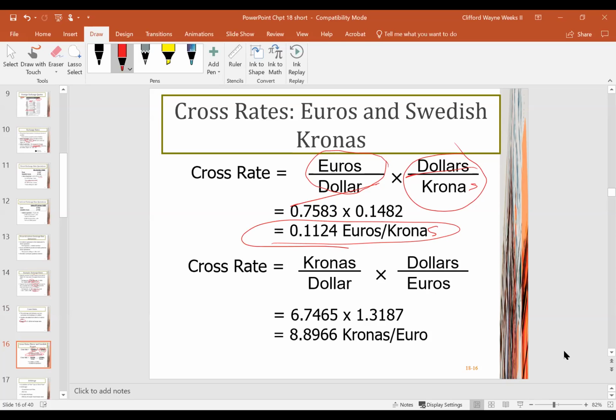But you can flip it the other way, because in the beginning, remember, it's the inverse relationship. So the dollars cancel themselves out, and so you end up with kronos versus euro, being this amount here. That's the cross rate.